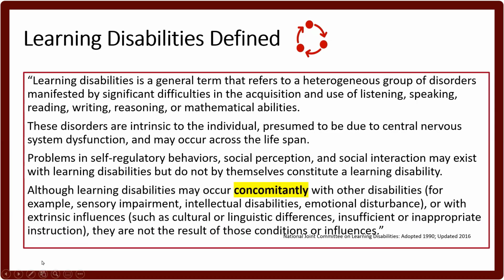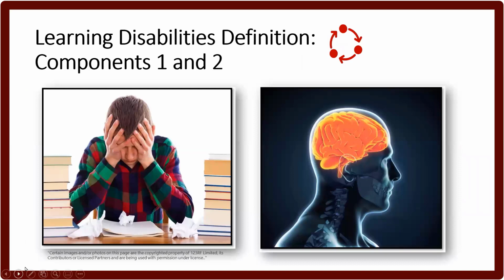Now, we highlighted this word concomitantly, and it basically simply means together. So let me read this. Although learning disabilities may occur together concomitantly with other disabilities, for example, sensory impairment, intellectual disabilities, emotional disturbance, or with intrinsic influences, cultural or linguistic differences, or insufficient or inappropriate instruction, they are not the result of these conditions or influences. Let's just break this down just a little bit.